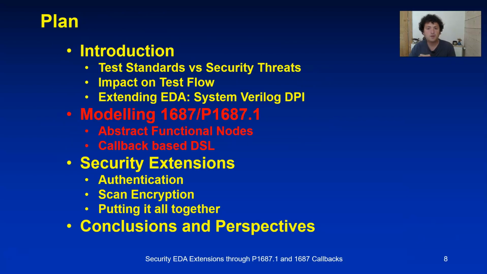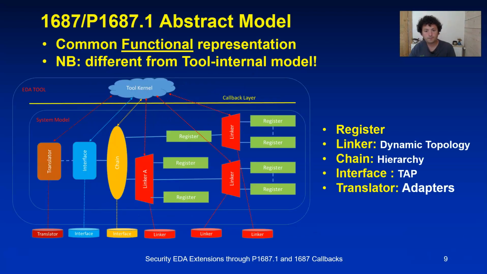So, how are we going to leverage this principle for our solutions? We need, of course, to start from a modeling of our system so that we can define what the abstraction nodes are and where these hooks, which we call callbacks, can be defined. The topology of a 1687 system is defined through the ICL representation. This language is mostly a structural language that defines how the different elements are connected together.